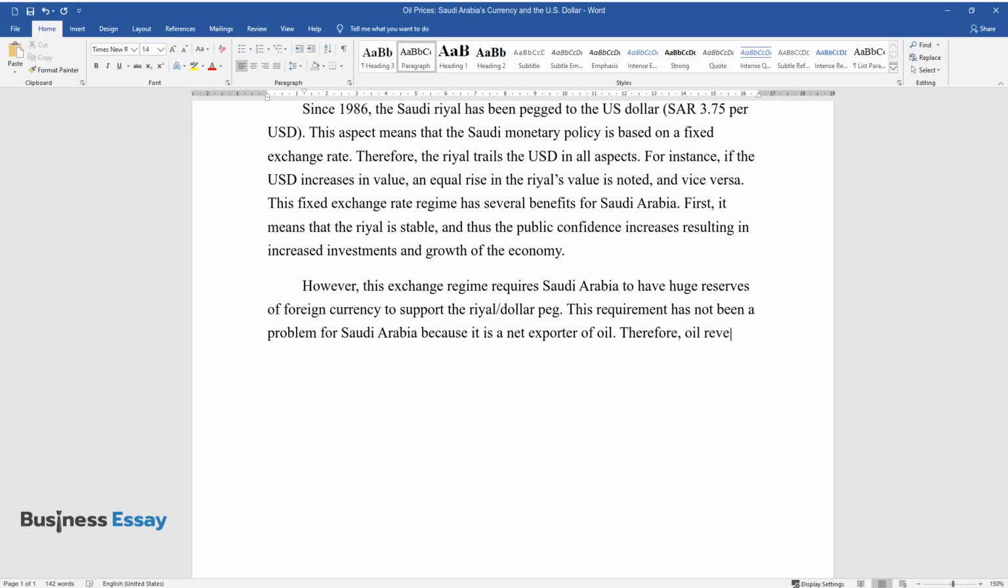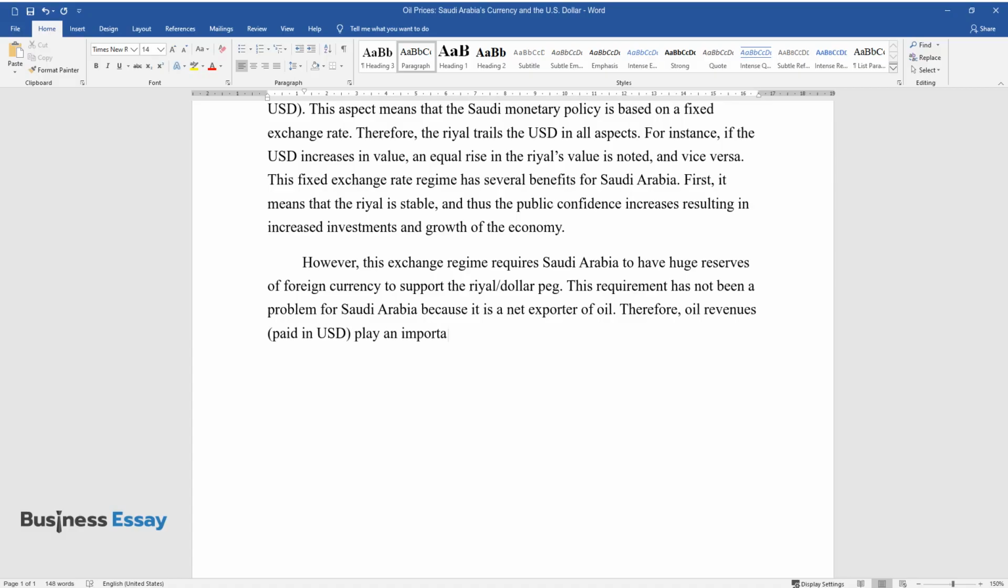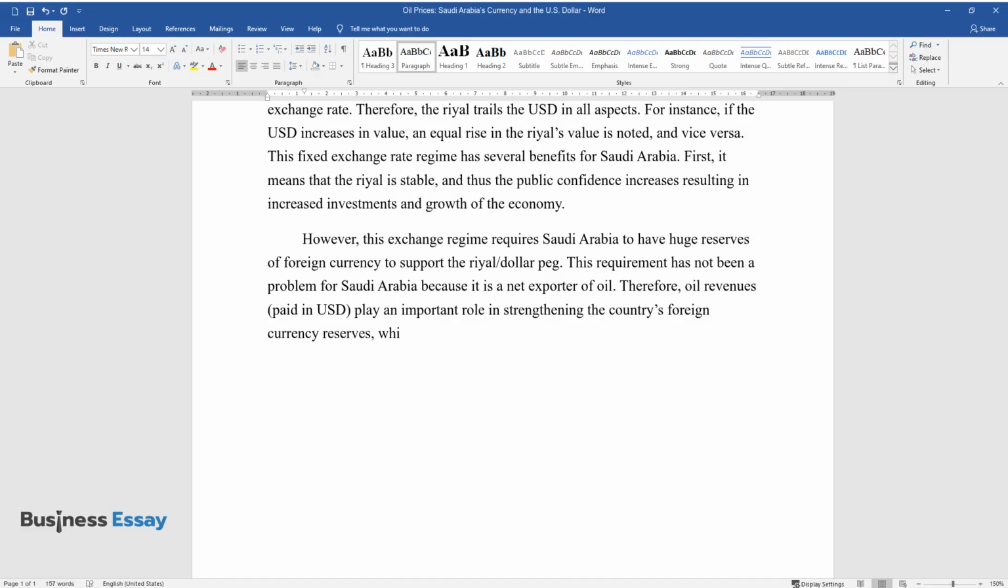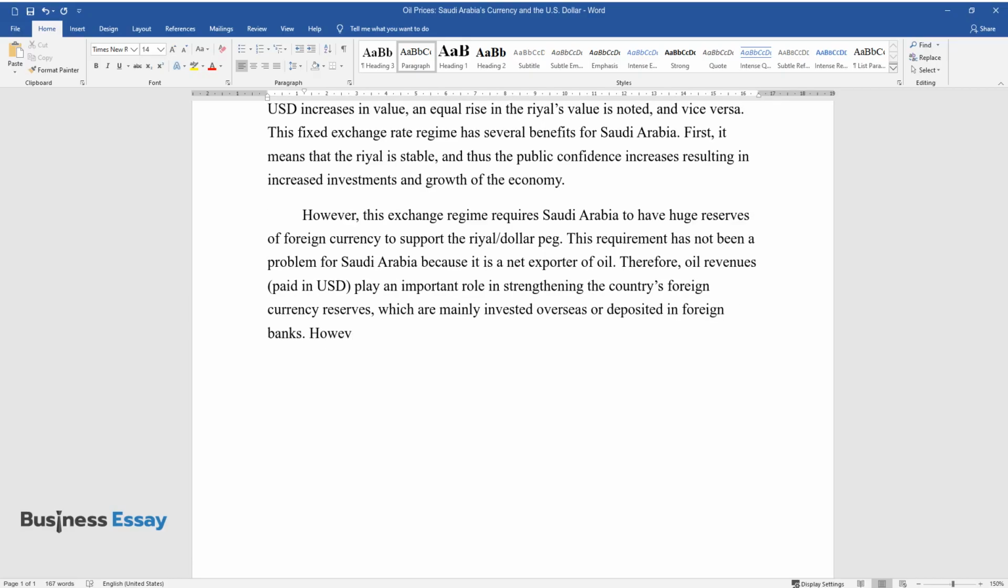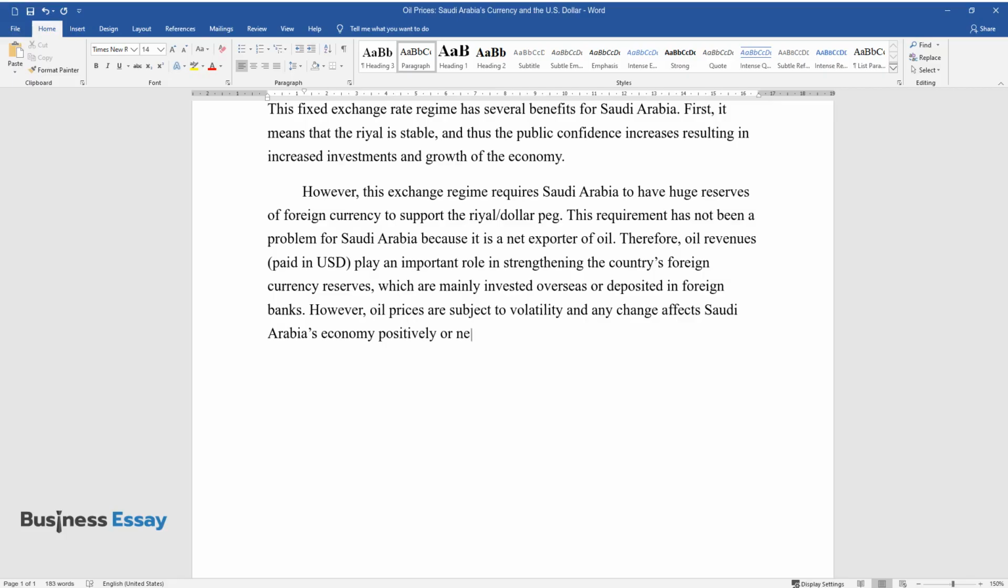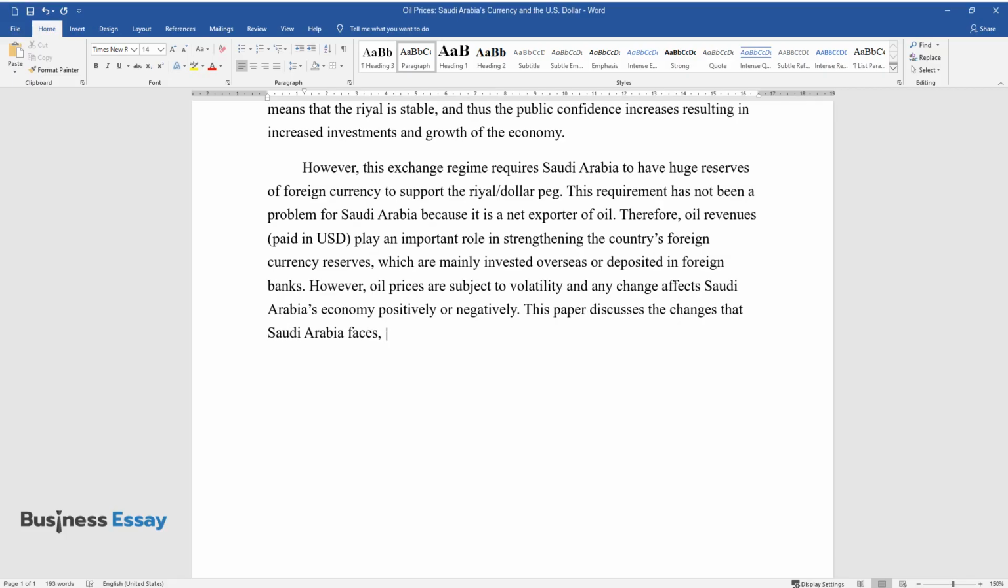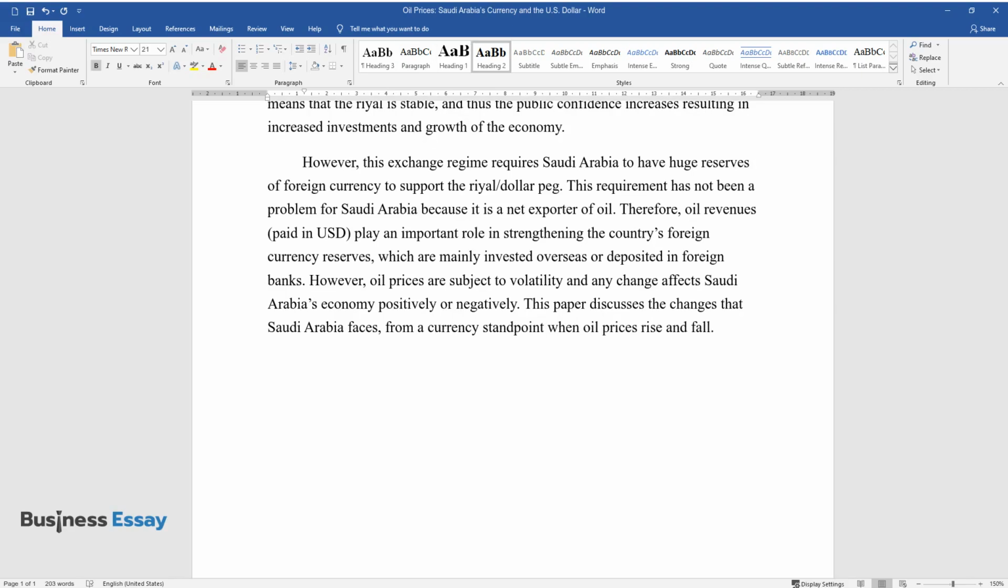Therefore, oil revenues, paid in USD, play an important role in strengthening the country's foreign currency reserves, which are mainly invested overseas or deposited in foreign banks. However, oil prices are subject to volatility, and any change affects Saudi Arabia's economy positively or negatively. This paper discusses the changes that Saudi Arabia faces, from a currency standpoint, when oil prices rise and fall.